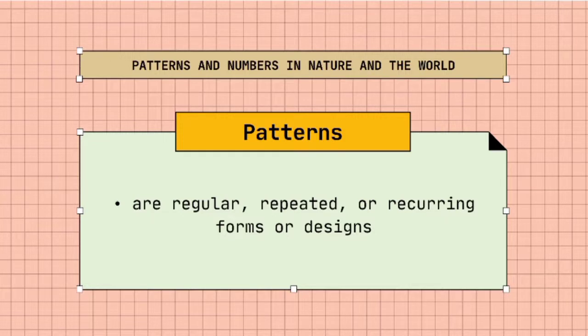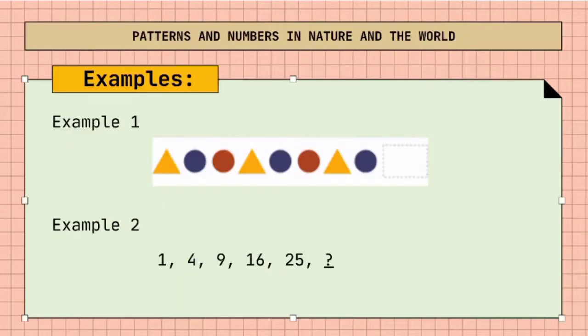So what are patterns? Patterns are regular, repeated, or recurring forms or designs. Sila yung mga designs na nauulit na nakikita natin sa nature or sa ating mga kapaligiran. For example, yung sa mga bahay natin ay yung floor tiles. Makikita natin na nauulit yung mga designs niya. So, I'll give you an example of patterns. This is example number 1.